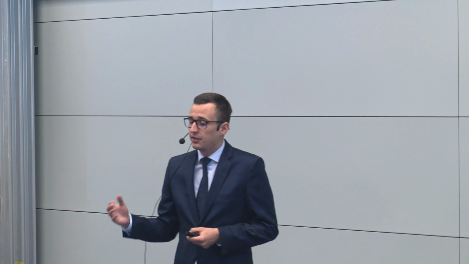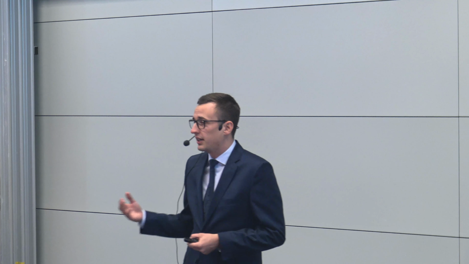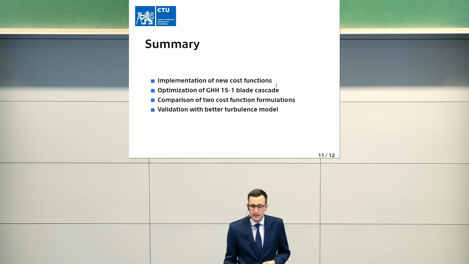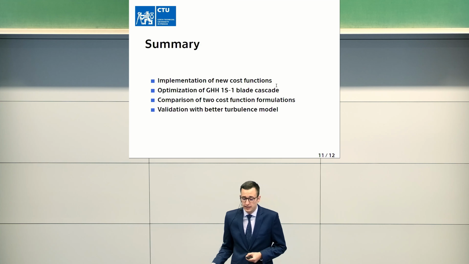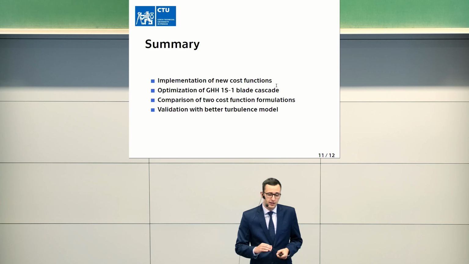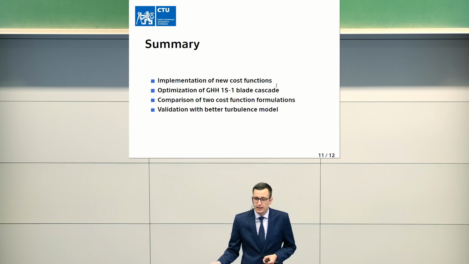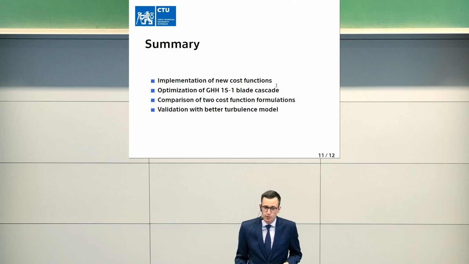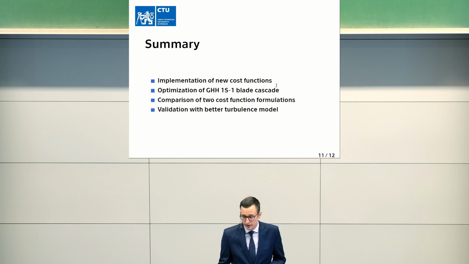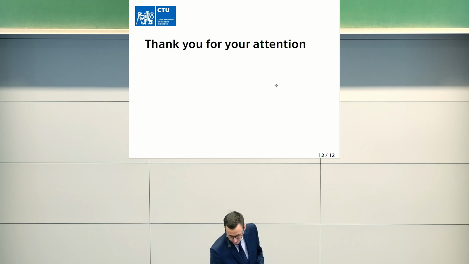All right, just to sum up what was done in this work. New cost functions for the adjoint optimization methods were implemented using the OpenFOAM framework, and they were used to optimize an airfoil in a blade cascade. Both cost functions were compared, and the results were validated using a more suitable turbulence model for internal aerodynamics simulations.